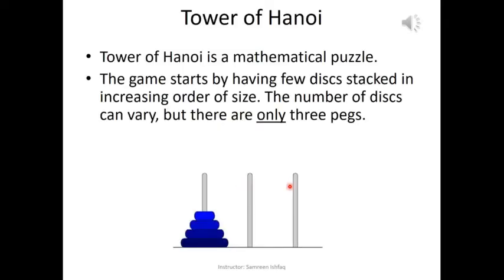So what is Tower of Hanoi? I think many of you already know. Tower of Hanoi is a game, a mathematical puzzle, and this game starts by having a few discs stacked in increasing order of size. But there are only three towers or three pegs, but the number of discs can vary. What we need to do is move all the discs from one tower to another tower, but there are some rules. Like any other game, we need to follow some rules.